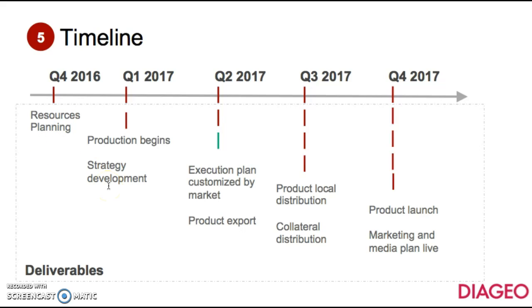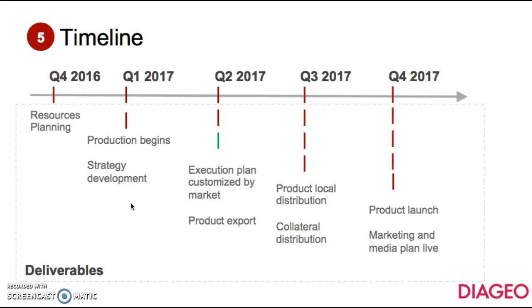In Q1 2017, the production will begin. As you all know, Cacique is produced in Venezuela, and it is a complex country that needs at least 12 months of production in order to make sure that we have the product in the different markets. Also in Q1 2017, we need to work on the strategy development. This is the overall very high level plan, but we need to develop a strategy that then will be customized for each of the markets.